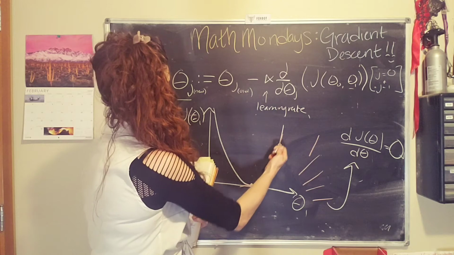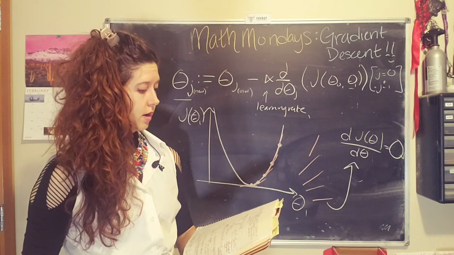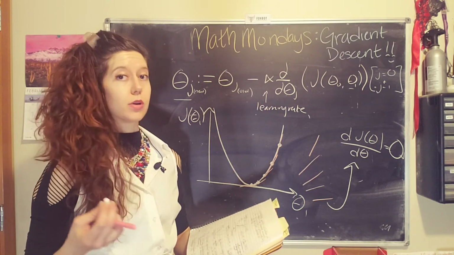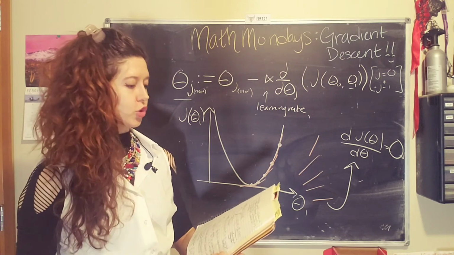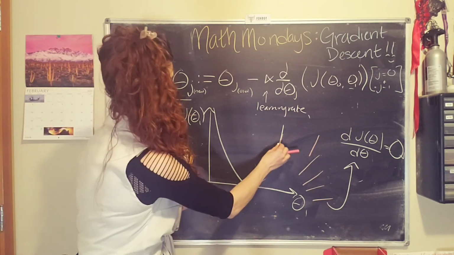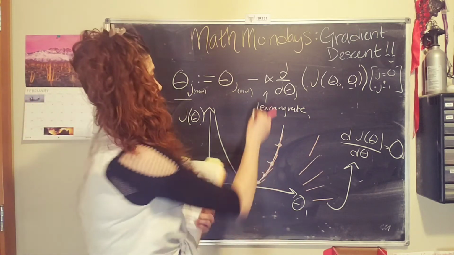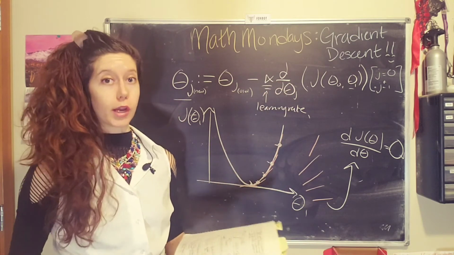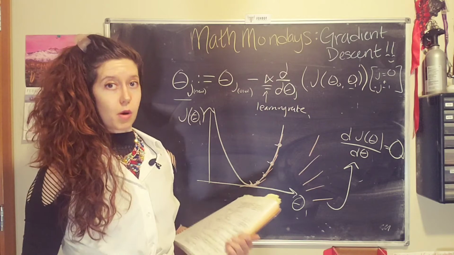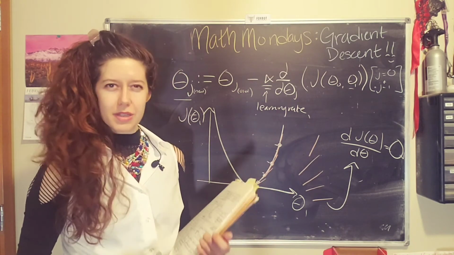The steps as we move down the cost function are going to be in the direction of the steepest descent, and the size of each step, so the distance between each of these points, is determined by alpha, the learning rate. So if we have a smaller alpha, we're going to have smaller steps. There's a balance to be had here.